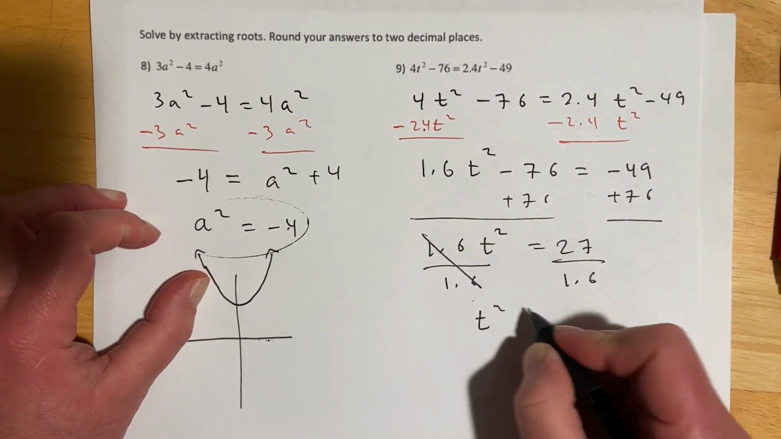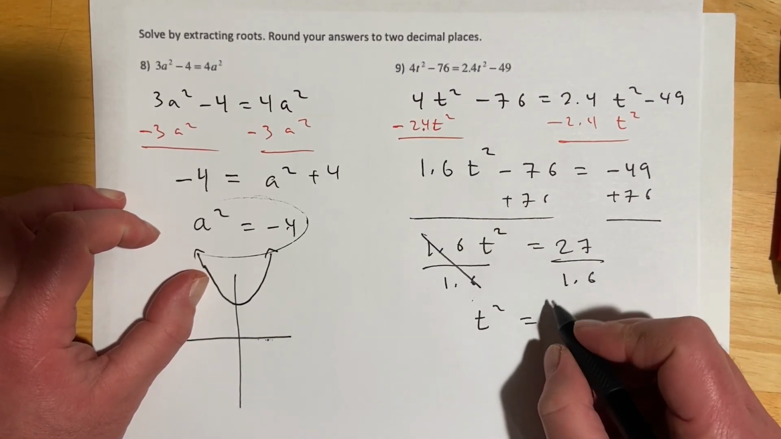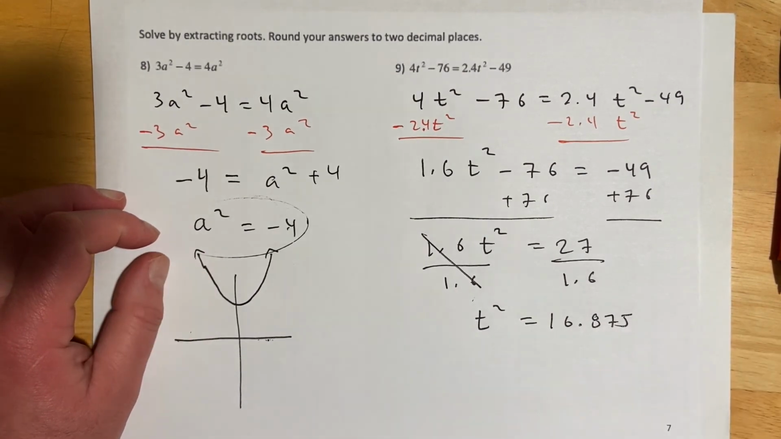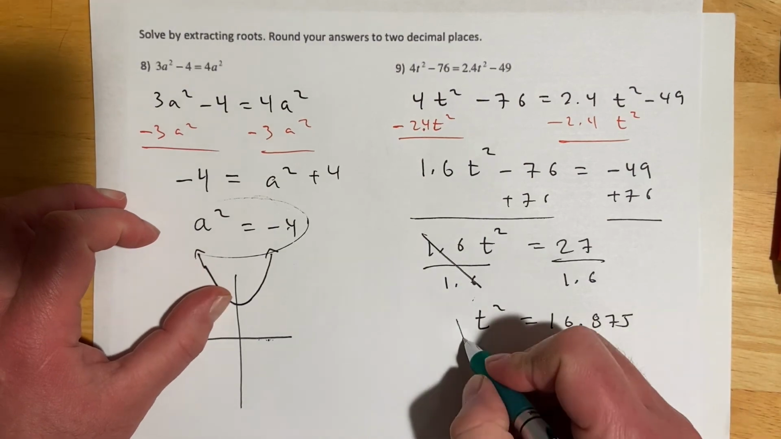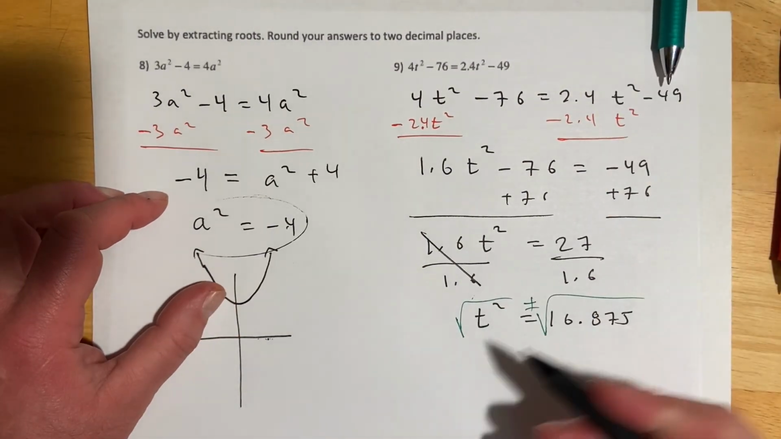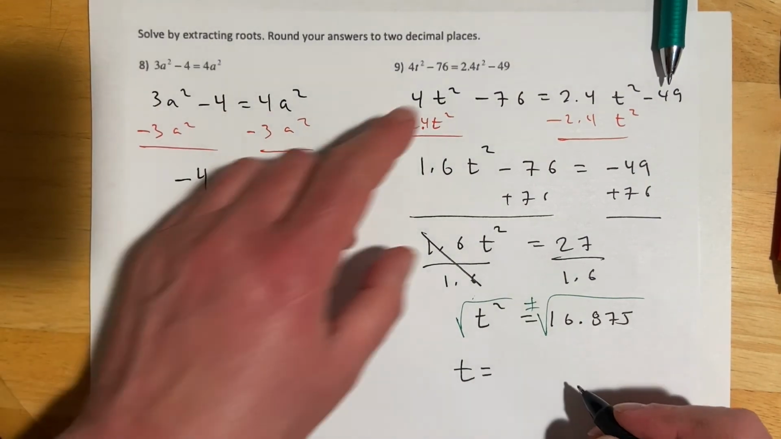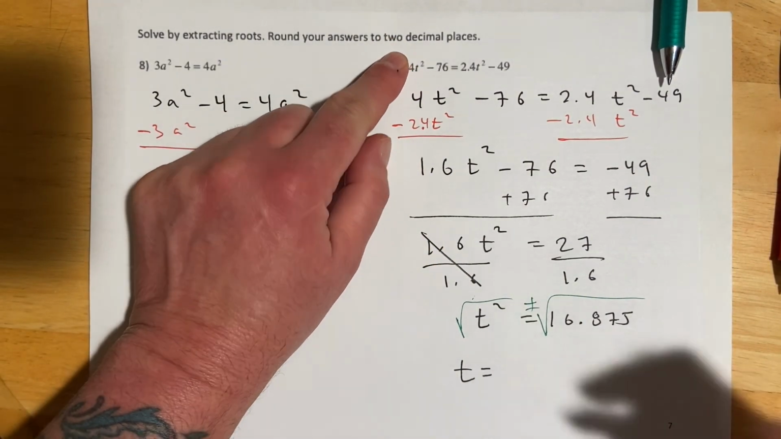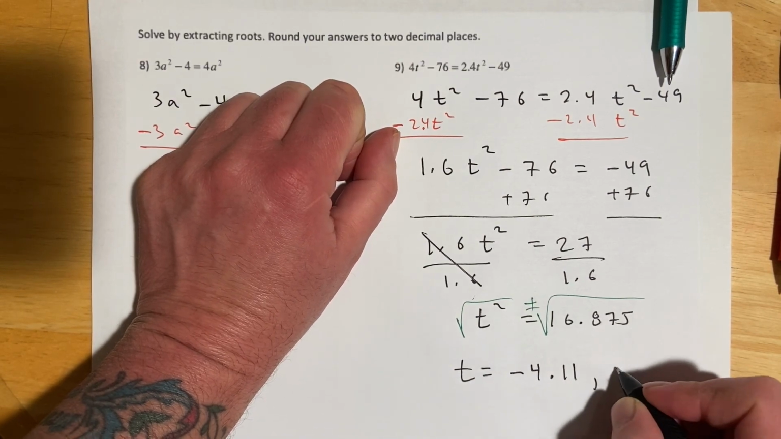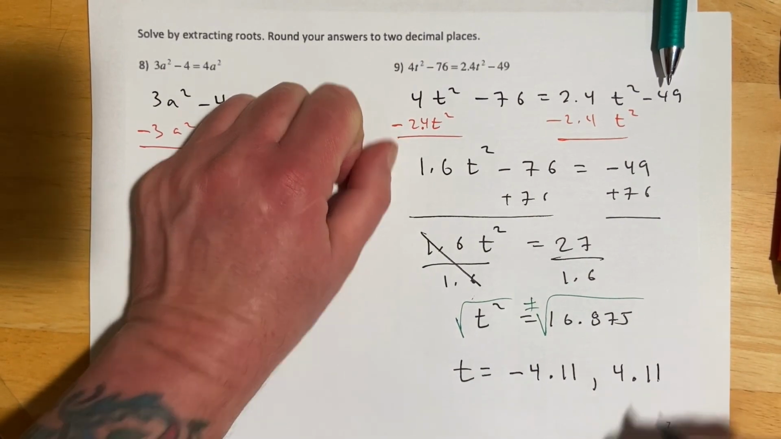And so now I have t squared equals, that came out to 16.875. And now to undo the square again, I use my root with my plus or minus. And then this asked me to round to 2 decimals. And so when I threw that in the calculator, I got negative 4.11 and then positive 4.11.